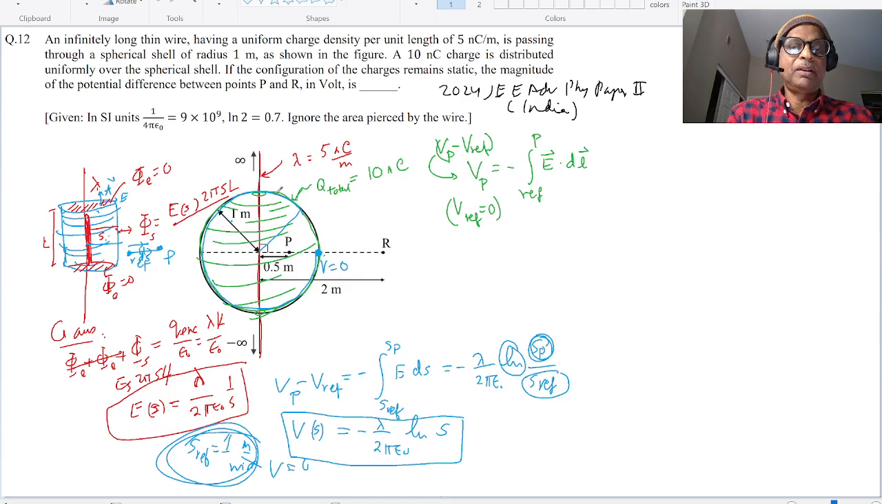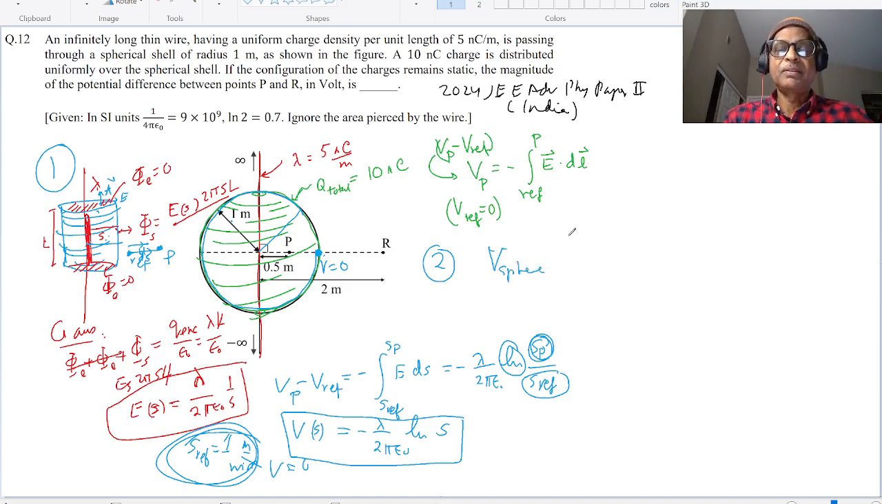And the second will be: I need to know V of the charges on the sphere. So V of the charges on the sphere you can work out the same way. For a point inside, you do a spherical Gaussian surface.